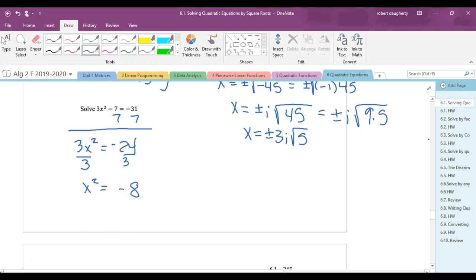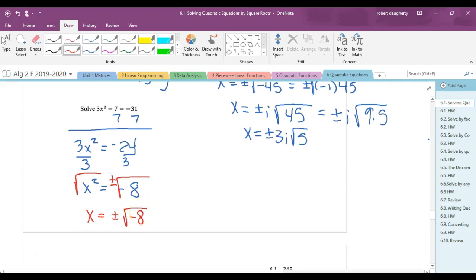Now I've got the term that's squared all by itself. I would do what to both sides? Square root, and don't forget your plus or minus. Okay. On the left, what do I get? X equals plus or minus the square root of negative 8.